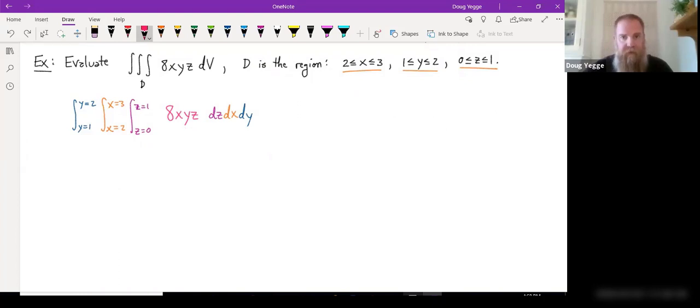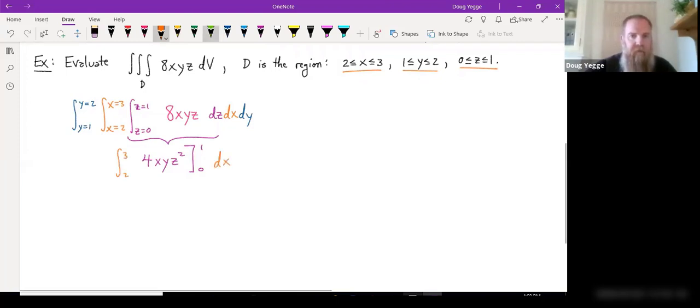So the first step here is just to integrate first with respect to z. So obviously 8x and y are constant, so this simply becomes 8xy times 1/2 z squared. So that's really just 4xyz squared, evaluated from 0 to 1. But notice that we're still going to have to integrate this with respect to x. And whatever we get there, we'll integrate with respect to y.